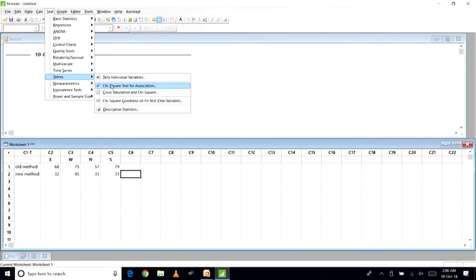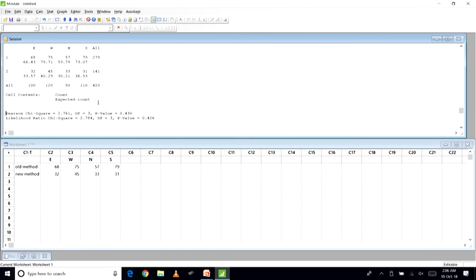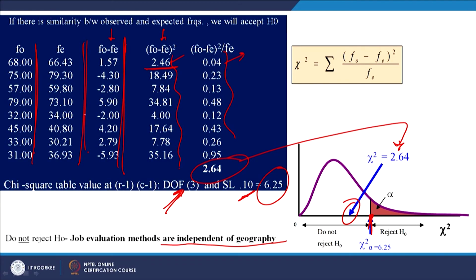Chi-square test for association. Just select all these 4 values, click OK, right. So, let us look at chi-square, yeah, it is 2.76. This is Pearson chi-square. So, 2.76 is what we are getting.